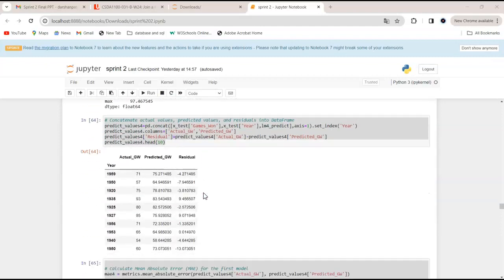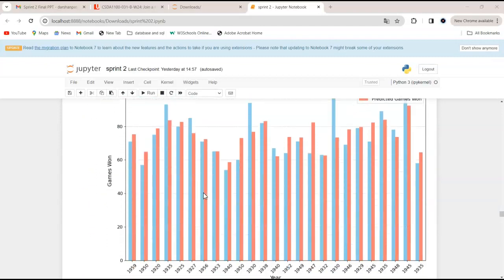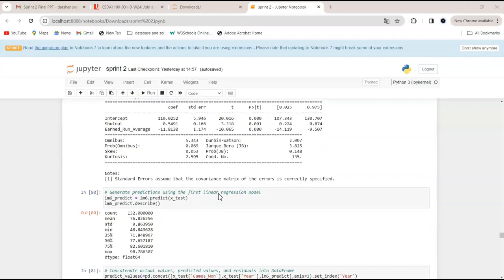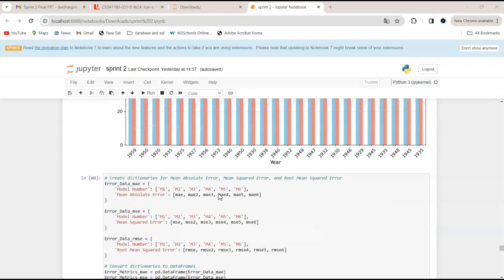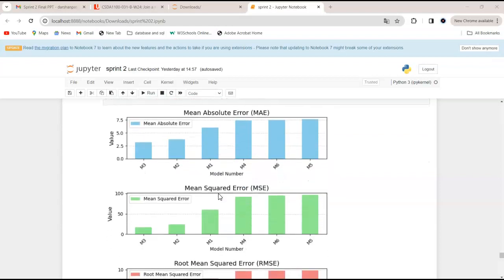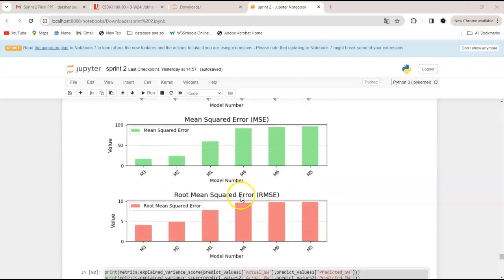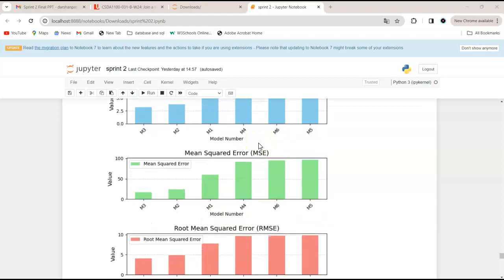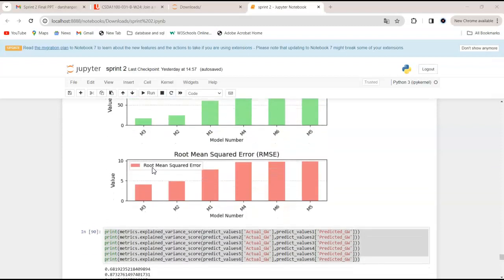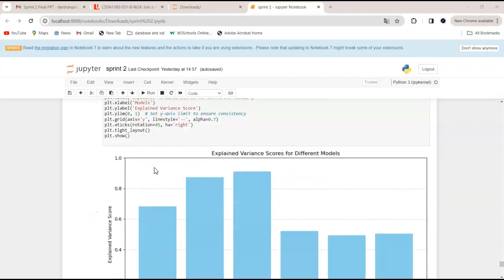So after testing all of the 6 models, we have selected model 3 as the best model for the time period 1920 to 1960. After analyzing all 6 models, I created a graph of the mean absolute error, mean square error, and root mean square error for all the 6 models. We can see that in my case, model 3 has the lowest mean absolute error, mean square error, and root mean square error.